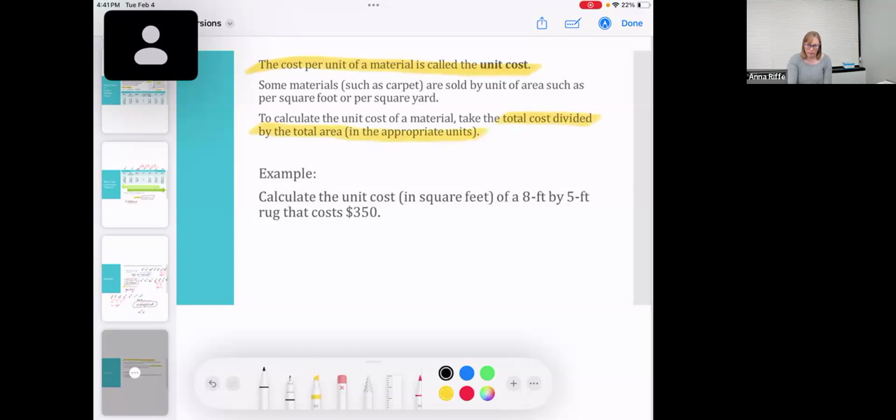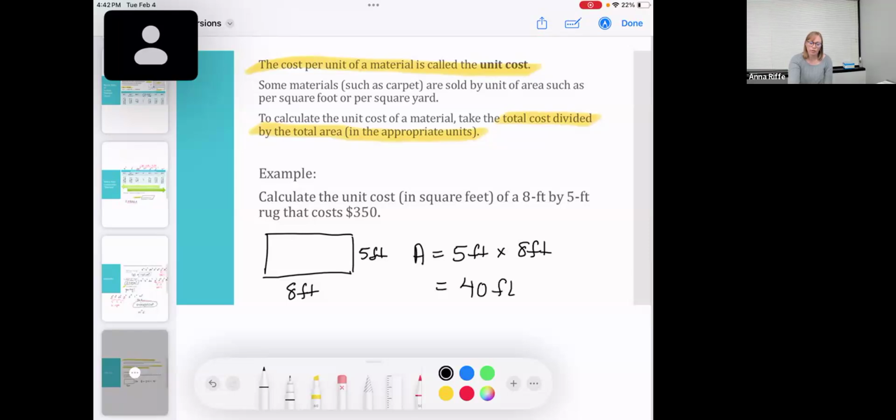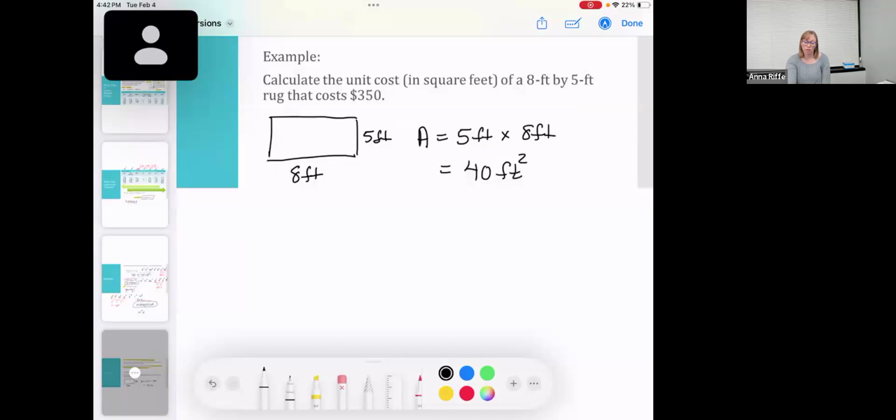As just a quick example here, if we want to calculate the unit cost in square feet of an 8 foot by 5 foot rug that costs $350, then we want to find the area of the rug first of all. This is a rectangular rug that is 8 foot by 5 foot. So area of a rectangle, 5 feet times 8 feet. That gives us 40 feet squared. So that is the area of this rug.